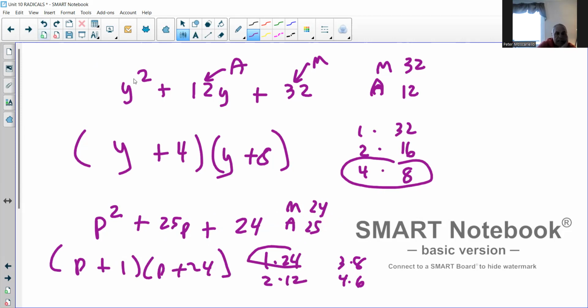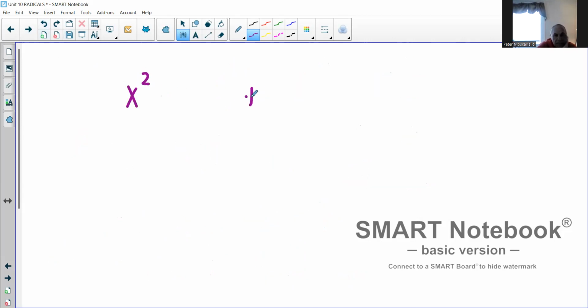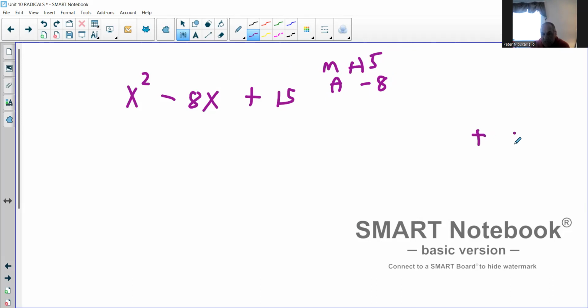Okay. How about ones like this? Only difference this time is we have a minus there. So we multiply to 15, but we add to negative 8. Well, let's think about this. What kind of numbers multiply to a positive, but add to a negative? We have three choices: positive times positive, negative times negative, or one of each. Well, a positive times a positive multiplies to a positive, but if I add two positives, I'm not going to get negative, so it can't be that. A positive times a negative is negative, so it can't be that.